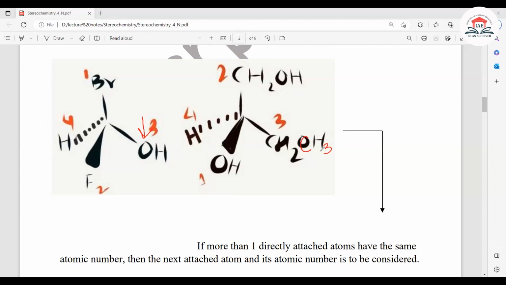Okay, now we'll look at the rest of the two groups. Because it is carbon in here and carbon in here, so it is similar, so we'll go to the next group now. So what is the next atom? Next atom is oxygen in this case, and in this case it is carbon. So now you have to compare between the second oxygen and second carbon. Because oxygen has greater atomic number, overall this group will have a greater priority. So it gets number 2 and this one gets number 3. Did you understand?